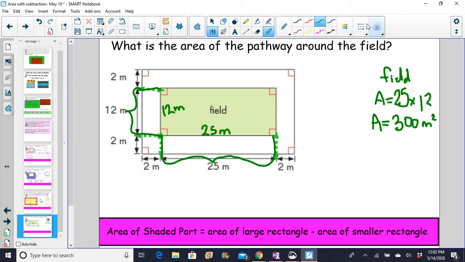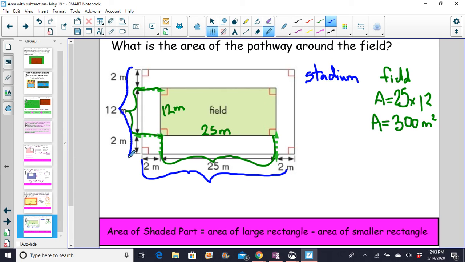Okay. Now we have to switch over. We're going to switch to that stadium outside. I'm referring to it as the stadium. I'll switch to blue here. So that outside rectangle, the stadium. Notice that we do need to do some combining of those smaller measurements, because those smaller measurements all go together for the length and width. So all of these need to go together.